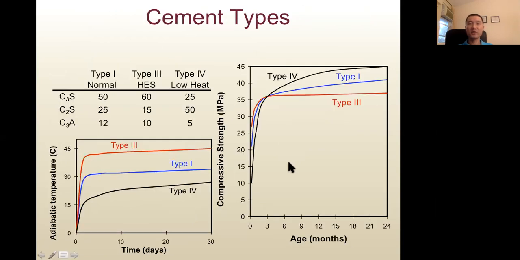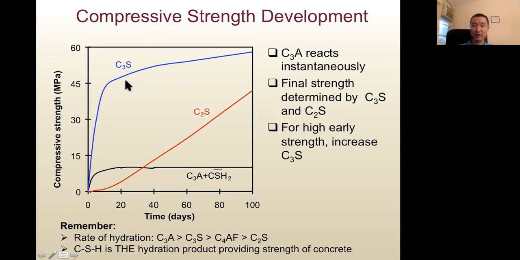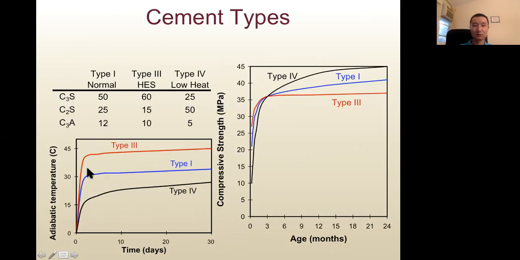All right. So here shows different types of cement and how the temperature increases as well as the strength developed over a 2 year period. Let's look at the temperature. Type 3 cement is called high early strength cement. Here the percentage of C3S in this example is 60%, because C3S will hydrate faster, as we can see from here. So type 3 cement will generate more heat and higher temperature.